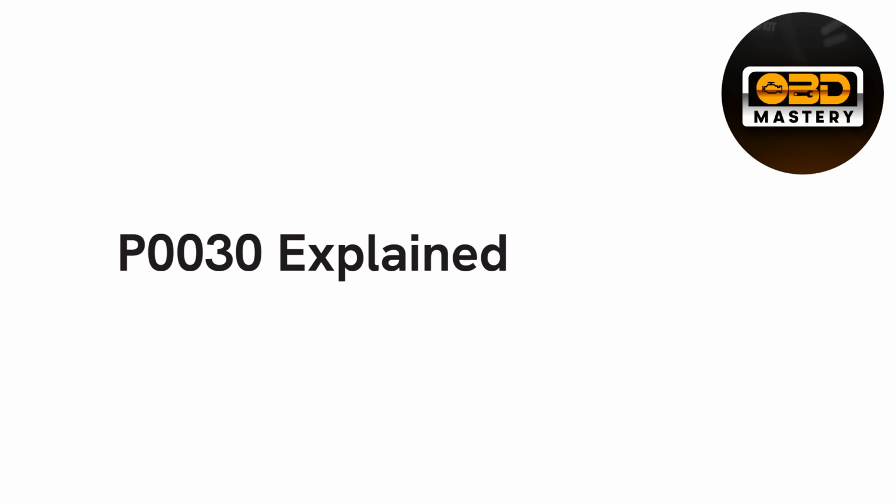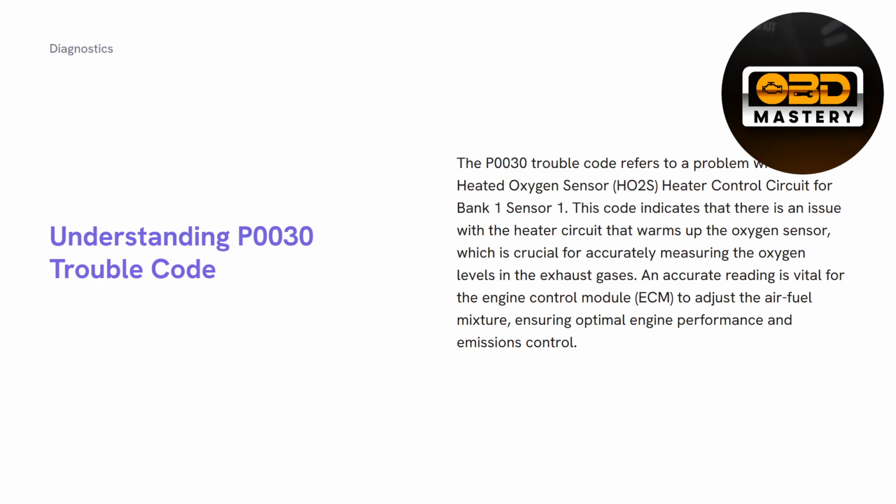Today's video we're going to be talking about a P0030 DTC code. Basically, you're going to get a code on your OBD2 scanner. So we're going to explain to you what exactly that is, the causes, symptoms, and solutions. So let's get into it, starting off with understanding what the code exactly is.